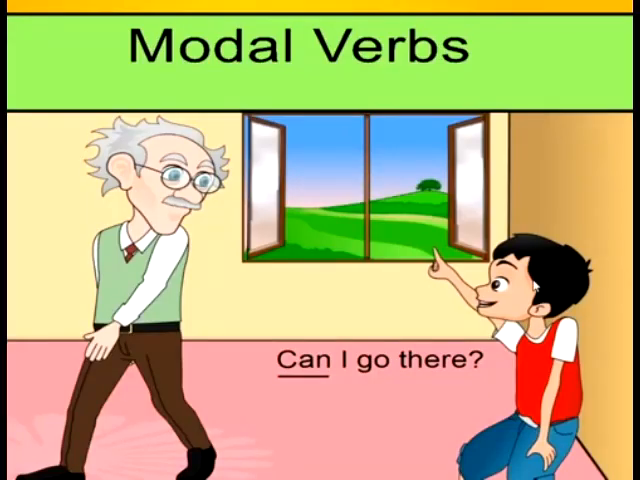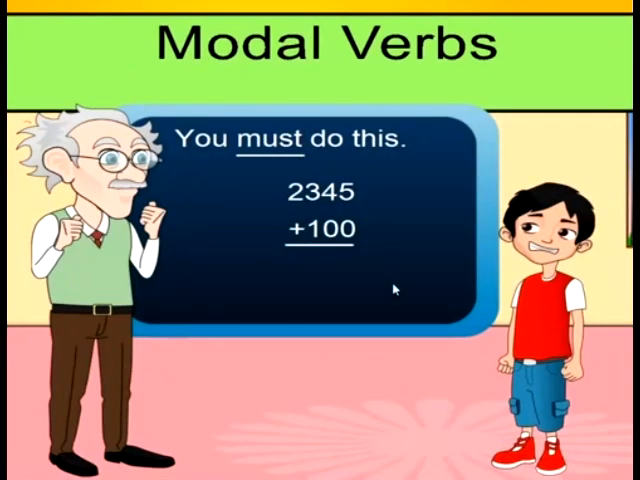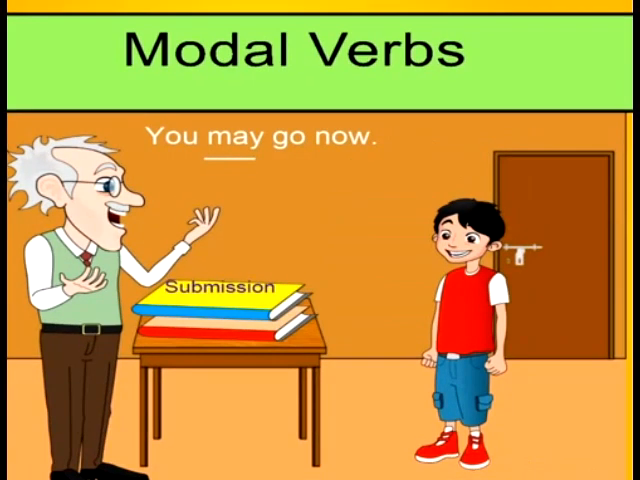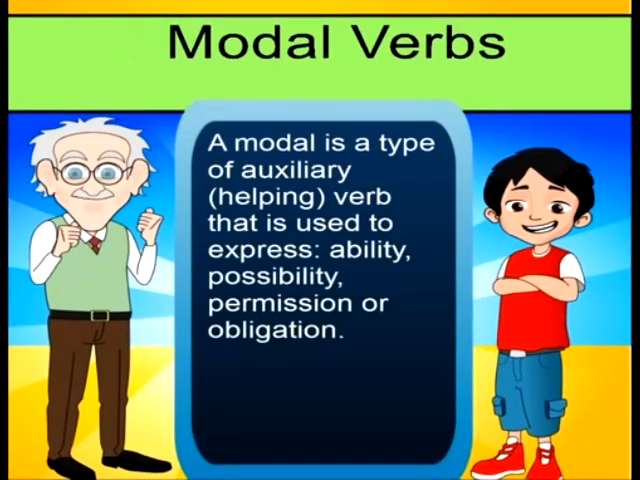Let's take an example. Can I go there? Here can is the auxiliary or helping verb and go is the main verb. You must do this. Here must is the helping verb and do is the main verb. Should I open the box? Here should is the helping verb or auxiliary verb and open is the main verb. You may go now. Here may is the auxiliary verb and go is the main verb.